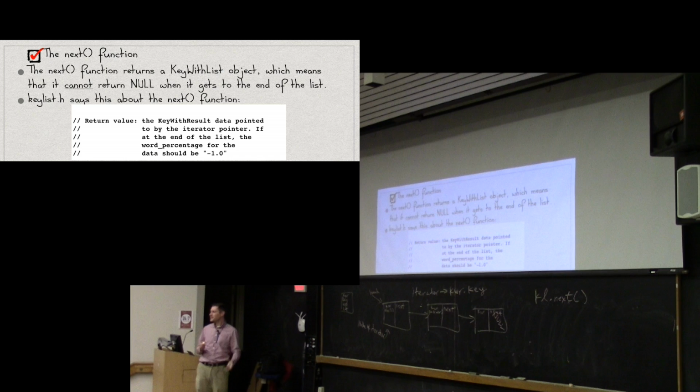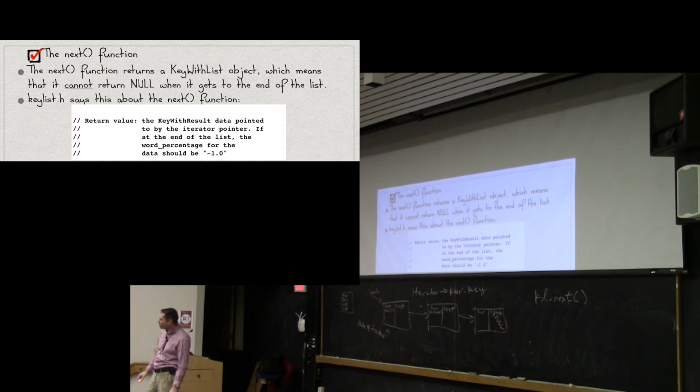This gets a little confusing, but it's not so bad. This function returns a key with list object, which means that it can't return null when it gets to the end of the list. It has to return a key with list object. You guys remember when we did sentinels? The sentinel told you what about a set of numbers? That it was over. In this case, we are going to send back what I'm going to call a dummy key with list. And that dummy key with list is going to have the word percentage be -1.